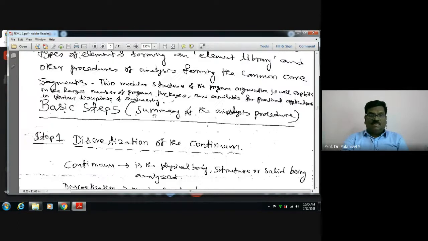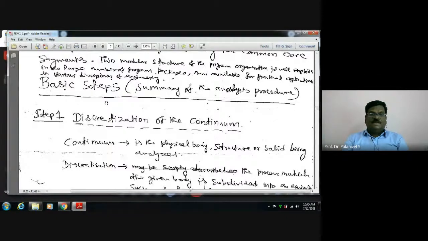Now whatever I am going to discuss next is the basic steps. I told you the generalized concept of finite element method. Now we are going to see the basic steps involved in finite element method. Whatever we discussed so far, I am going to tell you in basic steps, a basic summary of the analysis procedure.